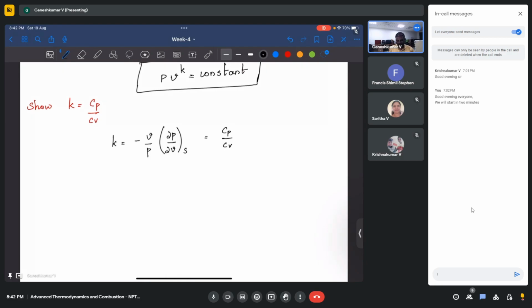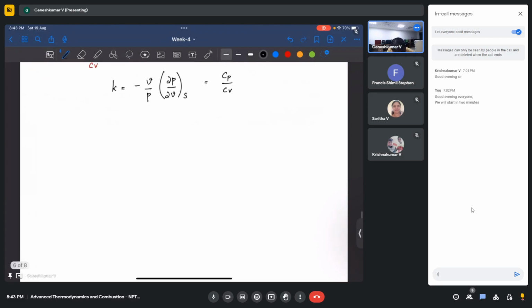How do we prove it? I will discuss the method here. How can we do it? Basically, if you remember, everything here is at constant entropy, so we can use that information. In fact, gamma is always Cp by Cv. So actually, it is general. It's not only for isentropic processes.